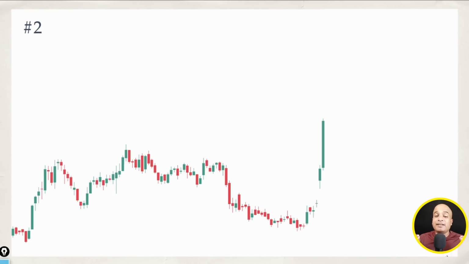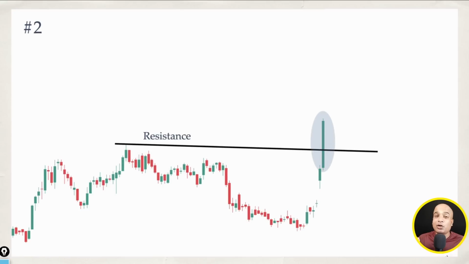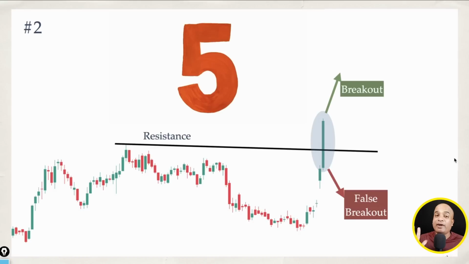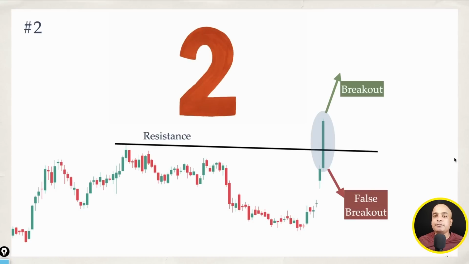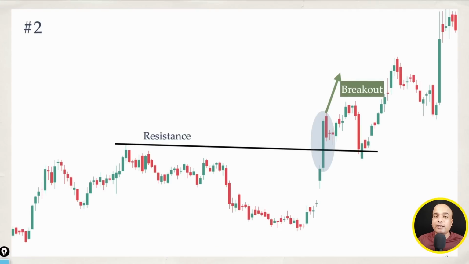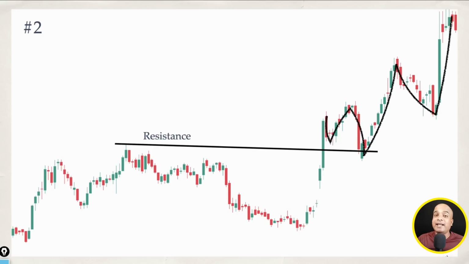Number 2. This is also a resistance trend line. Price also closed above the trend line. Now guess whether it is a real breakout or false breakout. You have 5 seconds of time. Well, this is also a breakout, right? But notice one thing, it did give a pullback, tested the breakout level and then rallied on the upside, right?